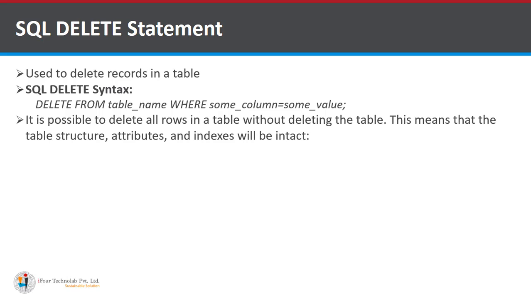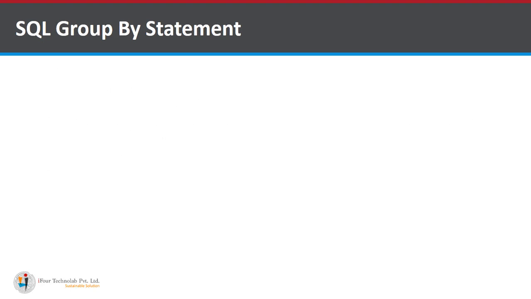It is possible to delete all the rows in a table without deleting the table. This means that the table structure, attributes and indexes will be intact. You can see here DELETE FROM table name or DELETE * FROM table name.